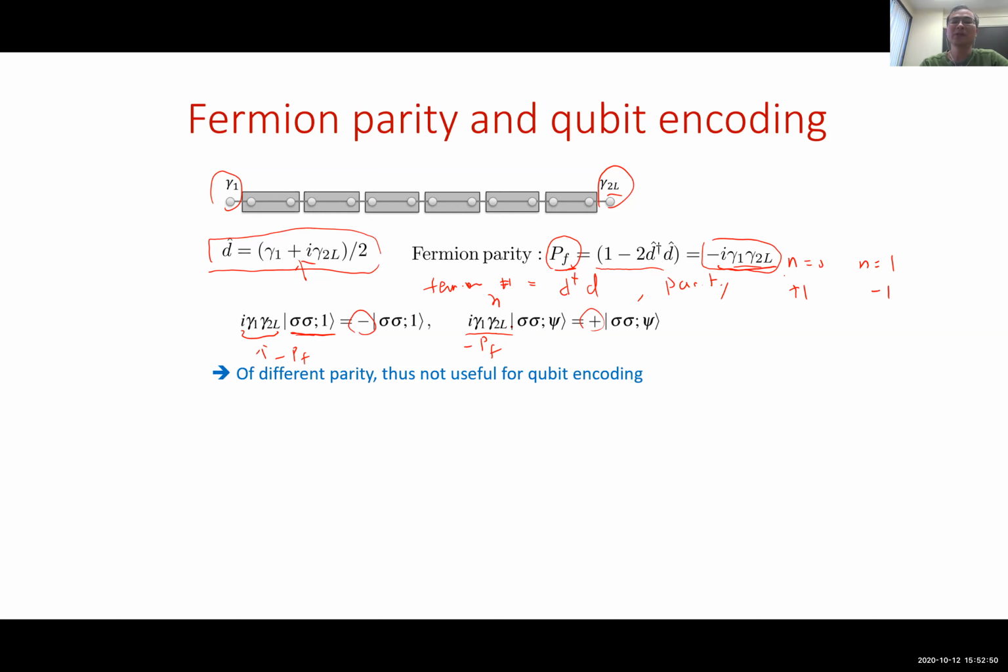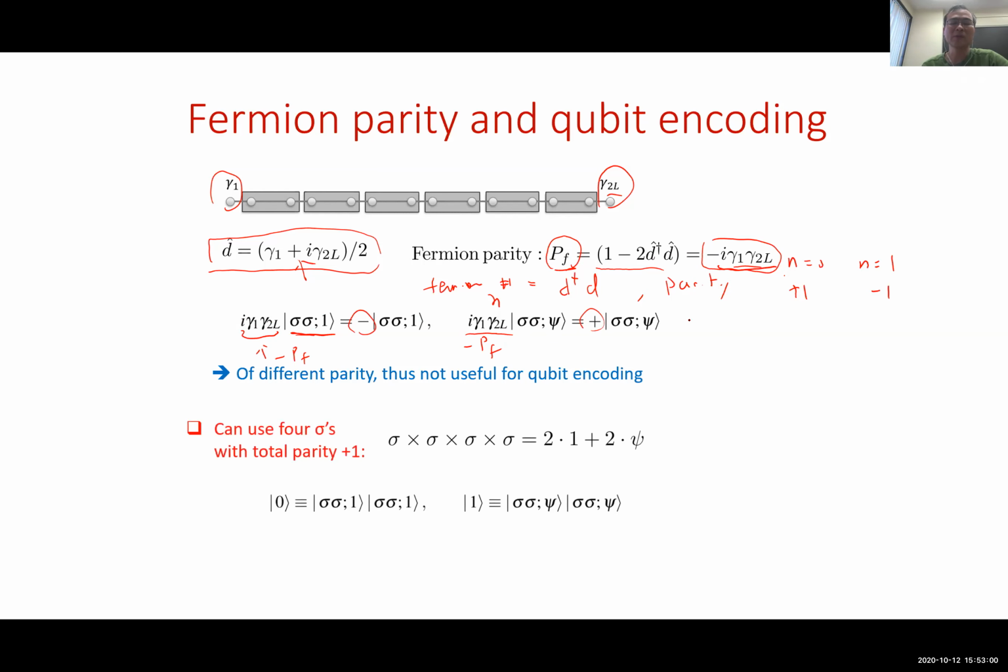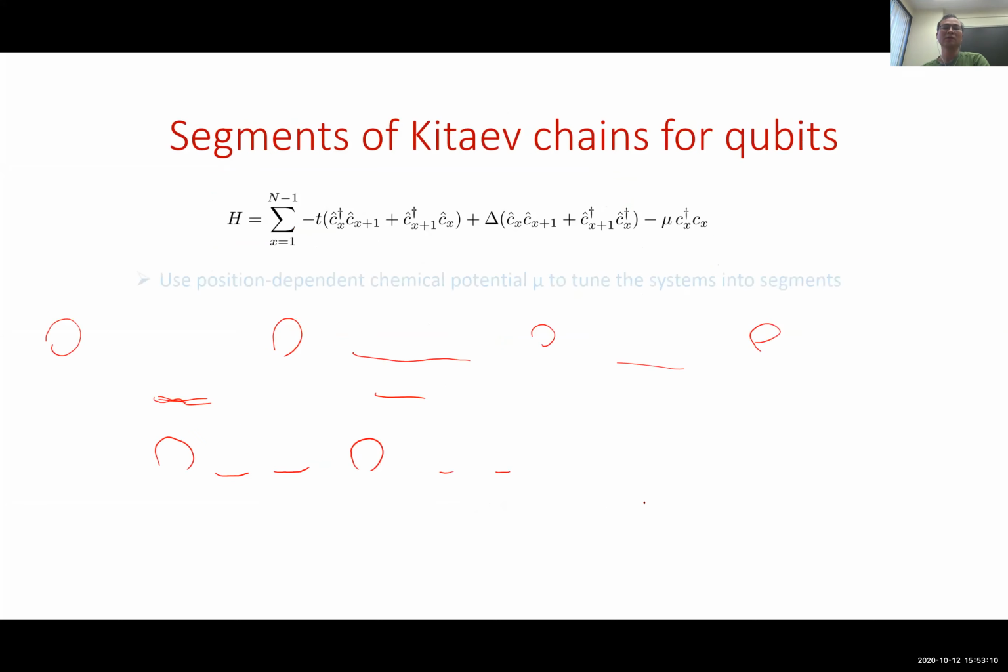But I want to mention that this is not useful for encoding because you have one fermion or no fermion. But when you detect it's either 0 or 1, you have no way to make superposition. So that's why it motivates us to use encoding like this that I already explained. Okay.